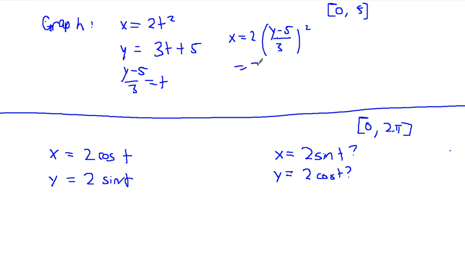You multiply it, you have 2 times y squared. I'm going to take the 2 over 9 outside. 2 over 9 times y squared minus 10 y plus 25. And that's going to be our function. Or we can leave it as 2 over 9 times y minus 5 squared.